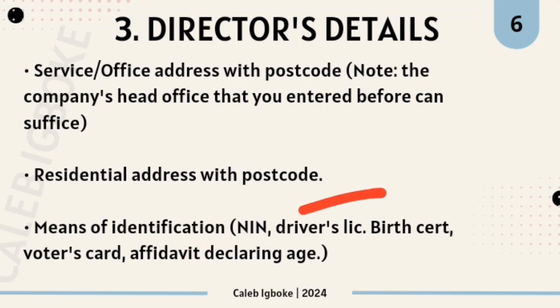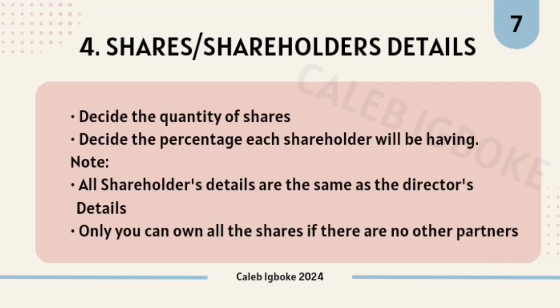The last detail needed here is means of identification, and this can either be NIN, driver's license, birth certificate, voter's card, or affidavit declaring your age. Now we'll be moving to the last category of needed details, and this is the share and shareholders detail.